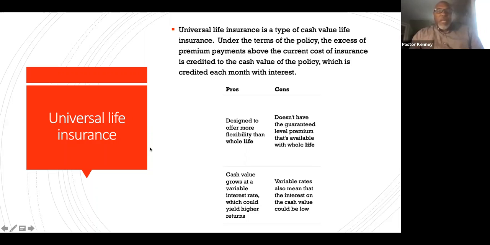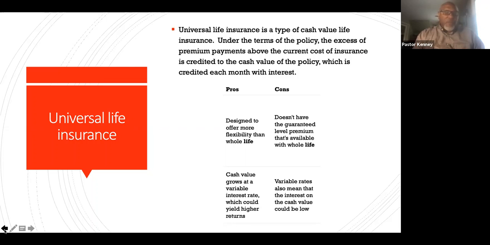Universal life allows people to play with the money, and you can change your monthly payments, your premiums, you can adjust all kinds of variables. It's really quite flexible. But in any case, that's universal life, and there are pros and cons. It's a lot more flexible than whole life, where you've got a guaranteed level of premium for your whole life. I just share that with you because I think it's important.